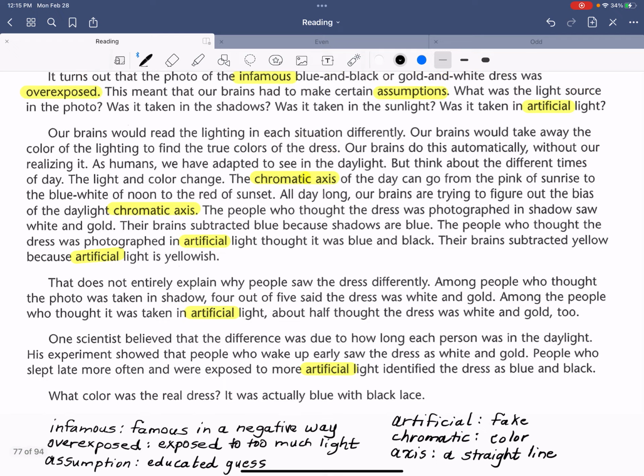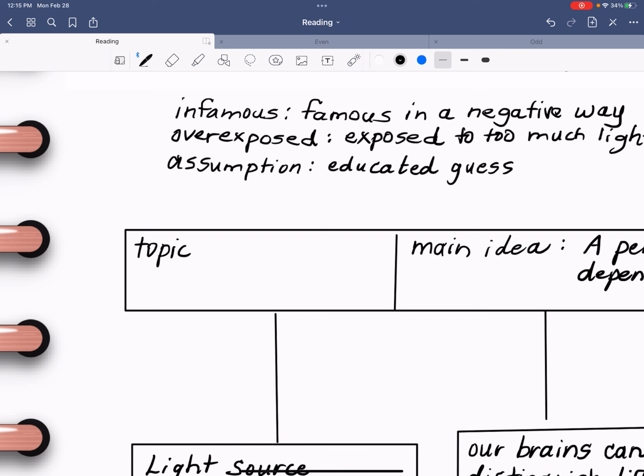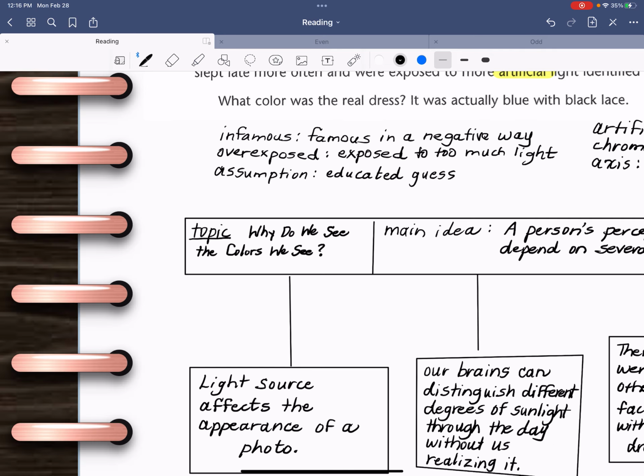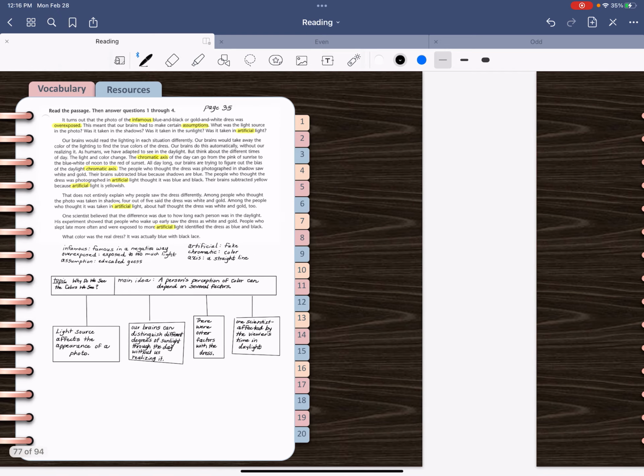So, a topic for this particular story, I'm going to use a question on this one. Why do we see the colors we see? Now, you could make it specific to the dress. I think that would not be a bad idea since it's talking about the particular example of the blue and black dress. Okay, let's try some questions.